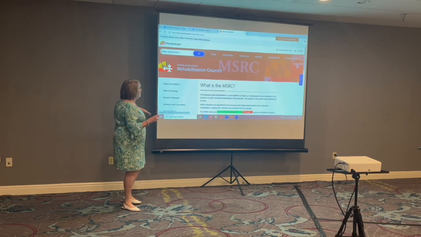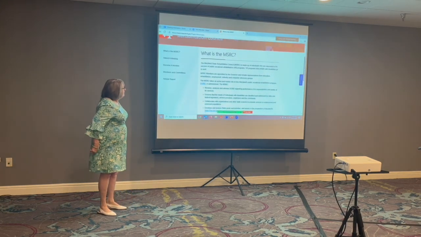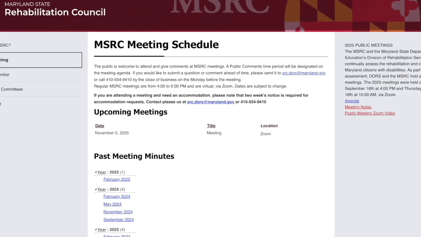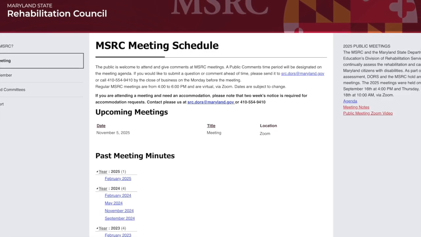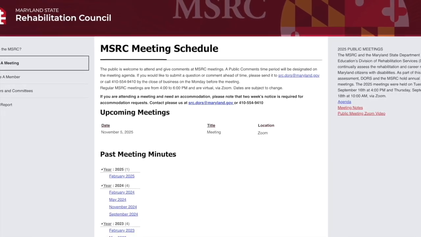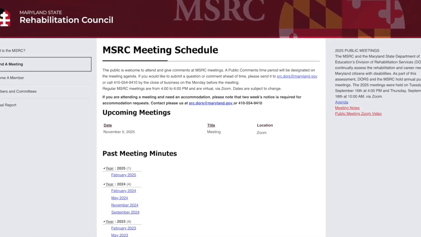It goes into a little bit more detail about what the MSRC is, about how the governor appoints it. These are the primary roles of the MSRC. And then this is a link to the state plan, which you all have input into when that's done. We have the schedule of the scheduled meetings here, and we also have the DORS public meetings scheduled here, which are actually the MSRC DORS public meetings.